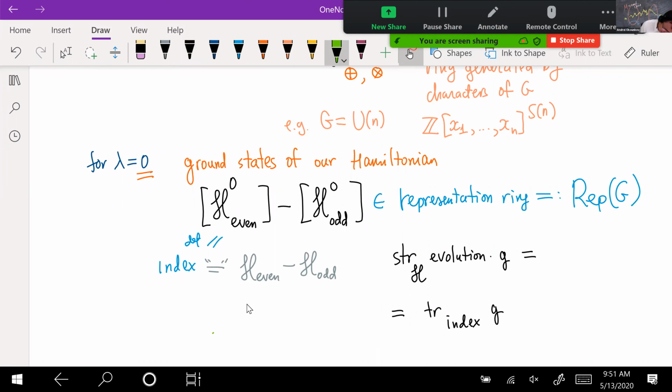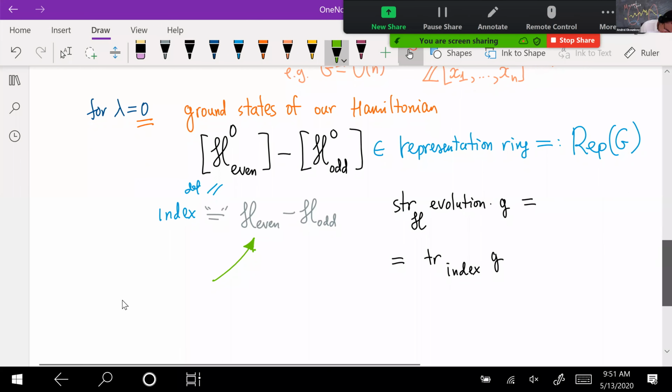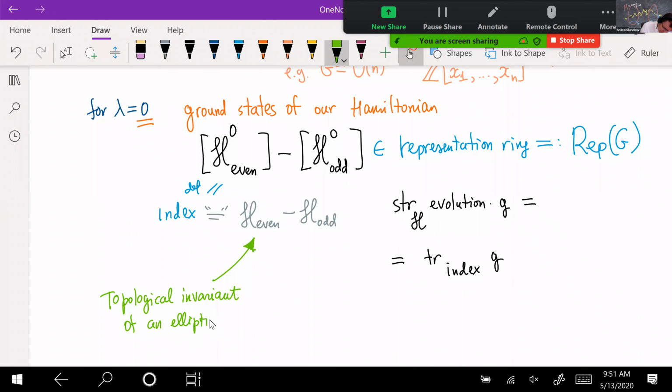From this presentation, it's clear that this is a topological invariant. If we change an operator within the elliptic world, then the individual eigenvalues will change, but all the non-zero eigenvalues will always be paired up.